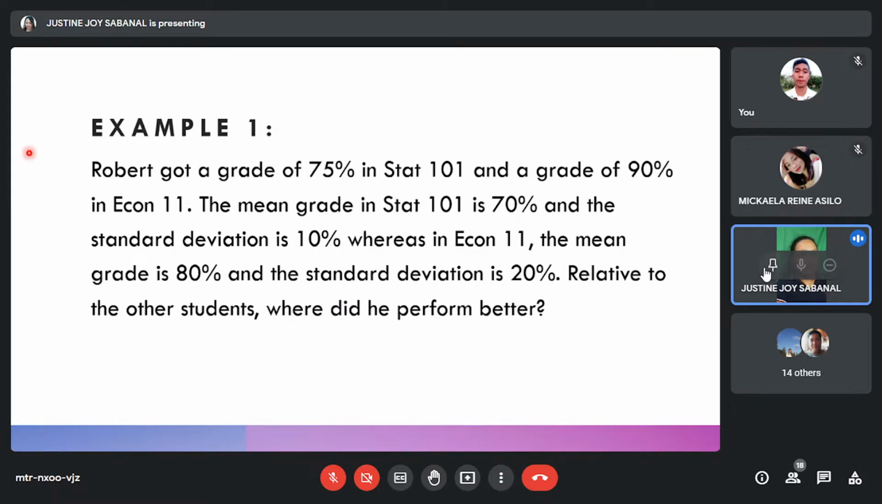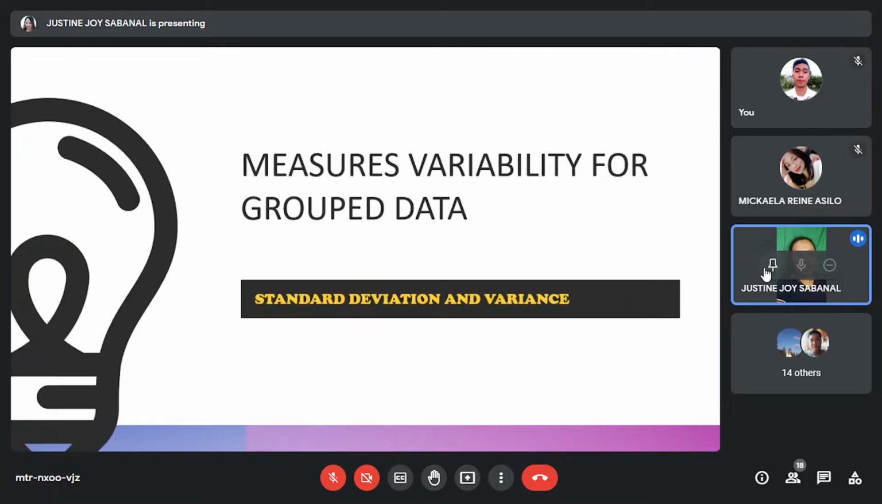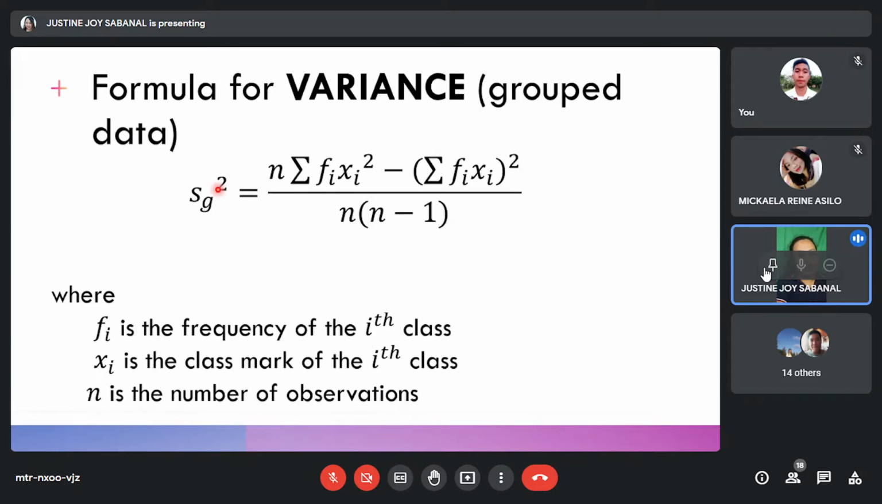Parang wala naman. So, let's proceed po with the variations naman of grouped data. We're just going to focus on the standard deviation and the variance. For the variance of grouped data, the formula will be n times the sum of fi xi squared minus the quantity sum of fi xi, squared, divided by n times n minus 1.